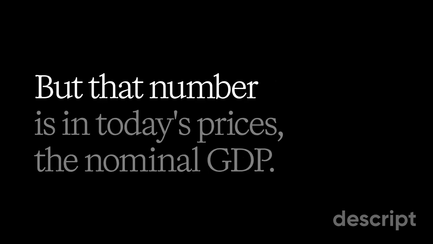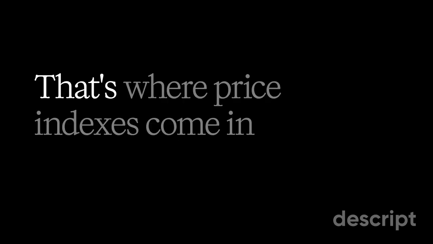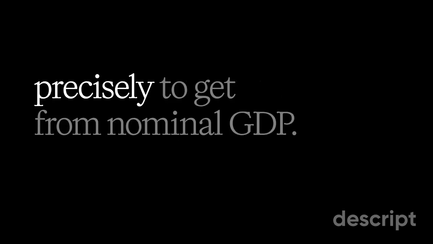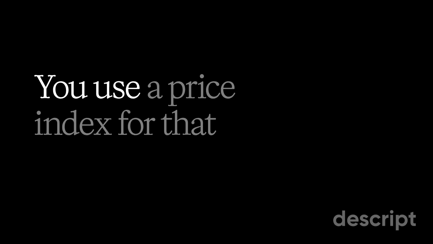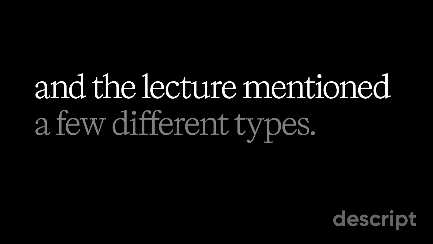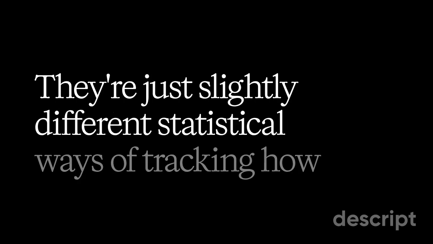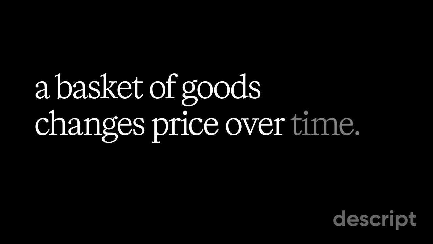Right, but that number is, in today's prices, the nominal GDP. Yeah. You said we need to adjust it. That's where price indexes come in. Precisely. To get from nominal GDP, today's prices, to real GDP, a measure of actual output change, you need to deflate it. Use a price index for that. And the lecture mentioned a few different types. Paasche, Laspeyres, Fisher, Ideal. They're just slightly different statistical ways of tracking how a basket of goods changes price over time.